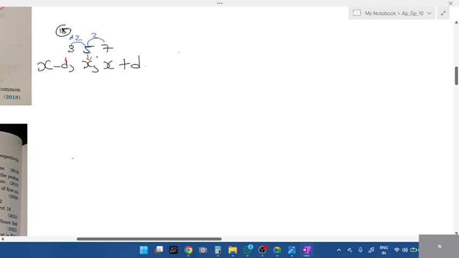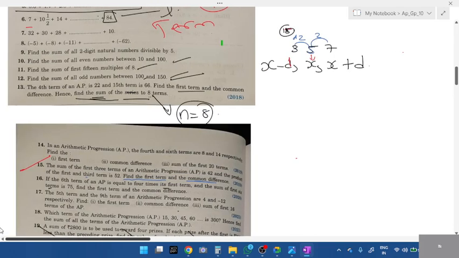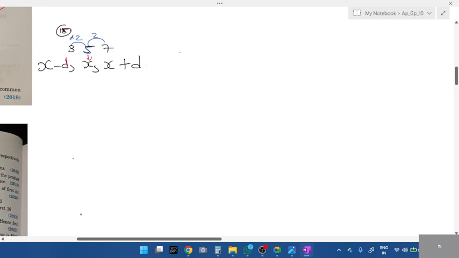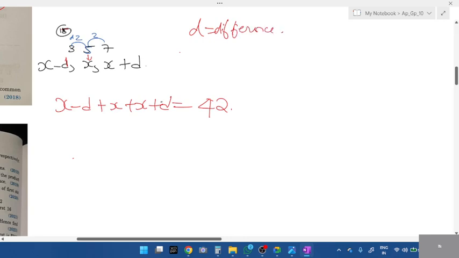Whenever three consecutive numbers are given, take it like this. And their sum is 42. 15th question, their sum is 42. So add all three. x minus d plus x plus d is equal to 42. Here the d is difference itself. d is difference. 3x is equal to 42. x is equal to 42 divided by 3.